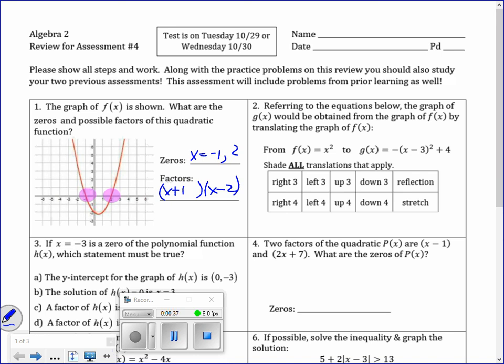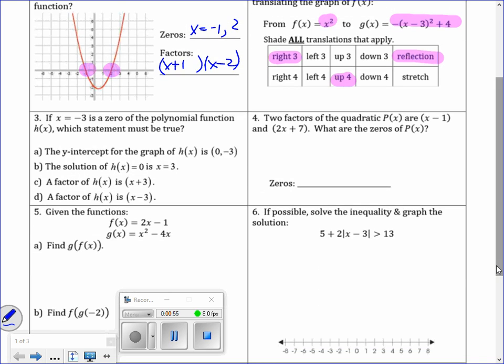All right, over here, number 2, I'm looking for changing from here to here. So that means that you have done a reflection for the negative sign. The x minus 3 moves you to the right 3, and then up 4 for that 4 in the end.